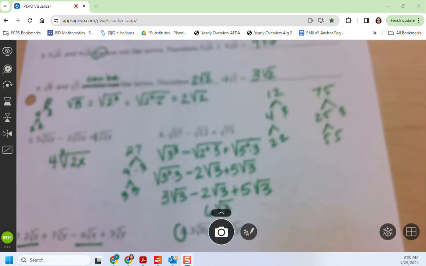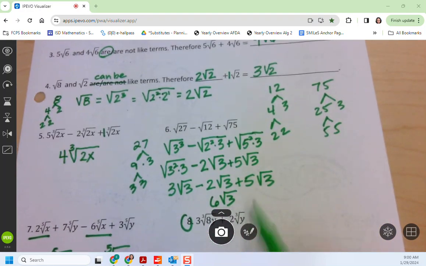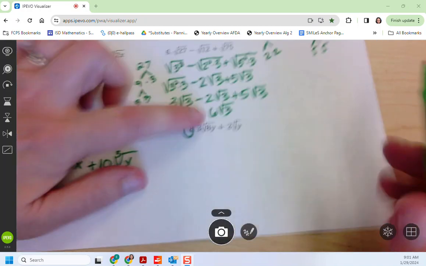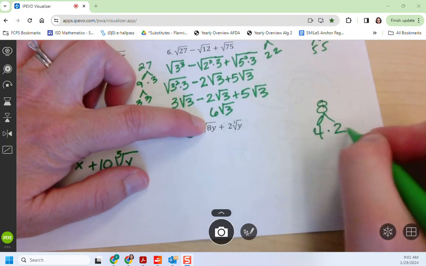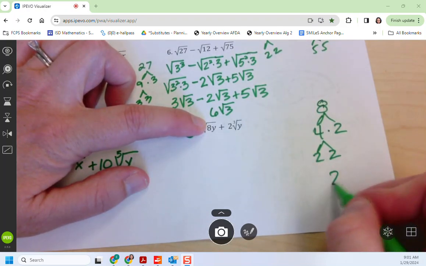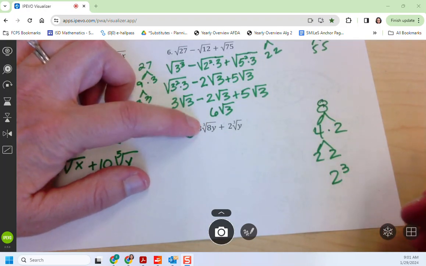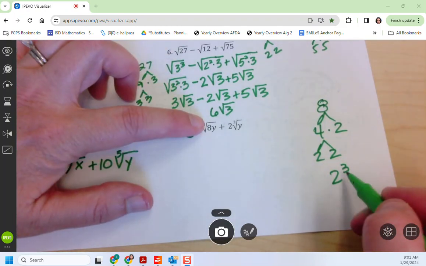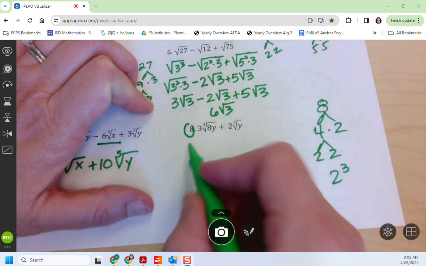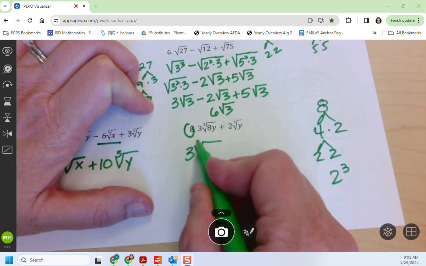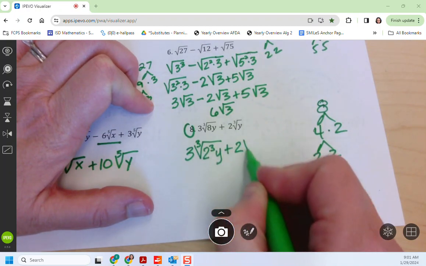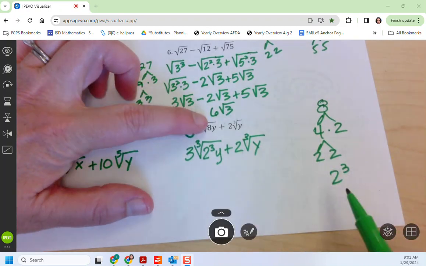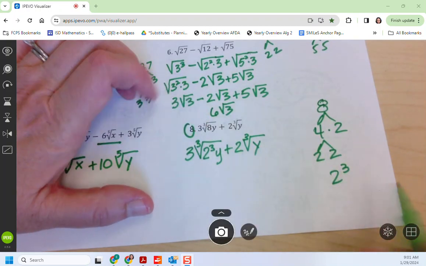All right, number 8. They are not like terms yet, so far I'm thinking I can't add them, but I can simplify the cube root of 8. I just made a factor tree for 8, so this is pretty easy. And it's 2 to the 3, and since it's a cube root, I'm going to leave it as 2 to the 3 because I want that cube root and that cube to cancel out. So I have 3 cube root 2 to the 3 y plus 2 cube root y. So I just changed my 8 to be 2 cubed.